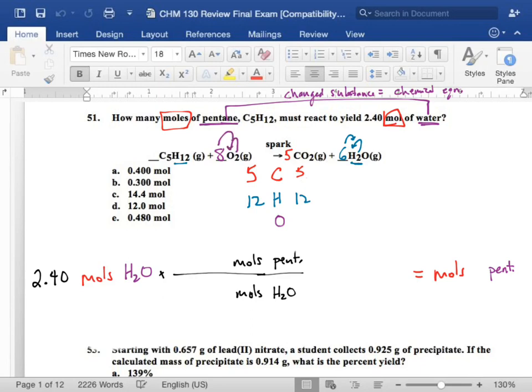16. Oxygens on the right: 10 plus 6 equals 16. Okay. We've now correctly balanced it. At this point, you've checked it. You've gone through. You didn't change any numbers. If you're short on time, you don't need to check it again.